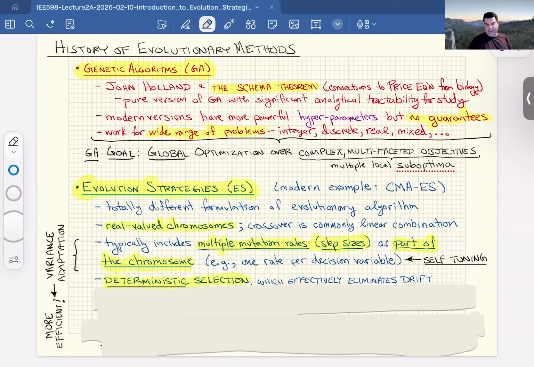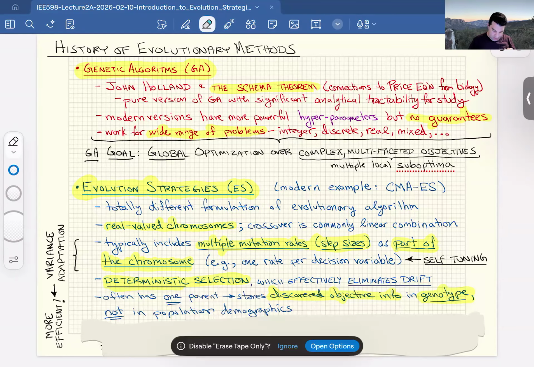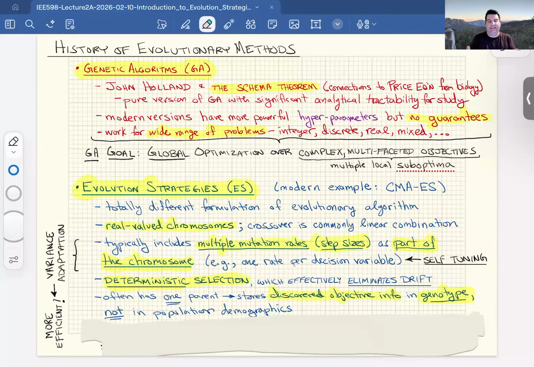We use deterministic selection in these approaches, which effectively eliminates drift. So the key point here is that because we're adapting the mutation rates based on our prior successes, the resolution of the algorithm is going to be set through the mutation rates and how small those step sizes are and how big those step sizes are, which are self-tuned, and not through the number of parents.